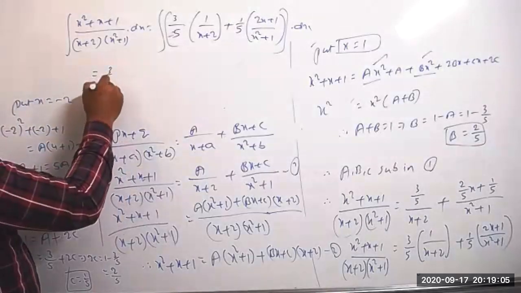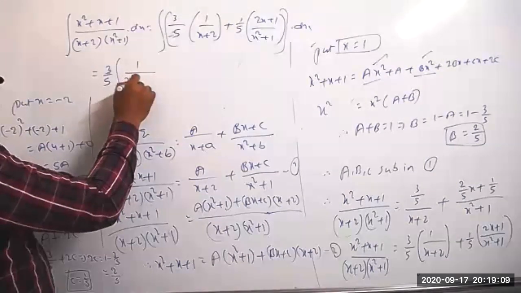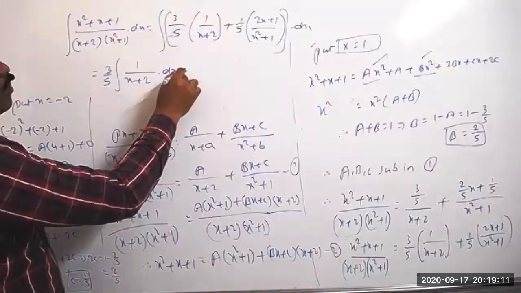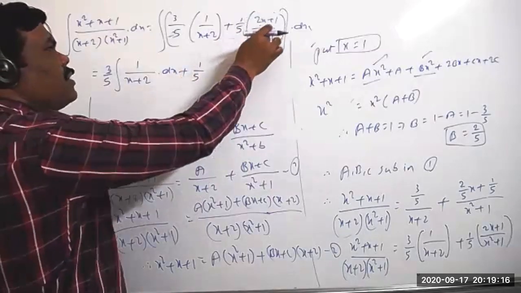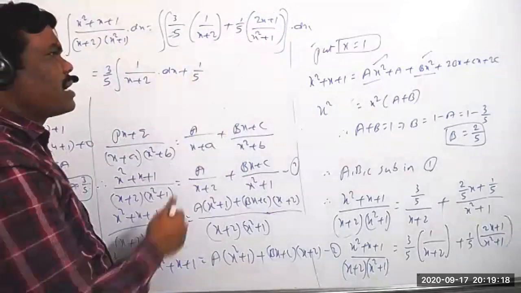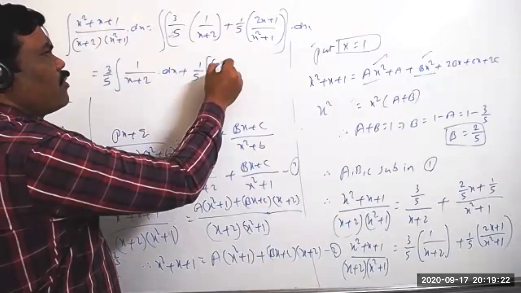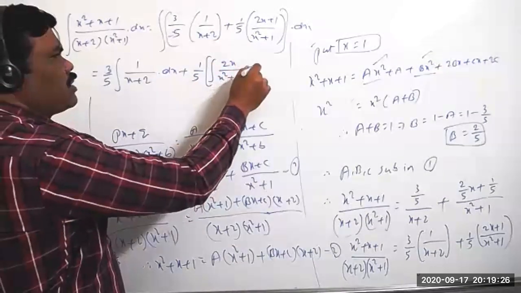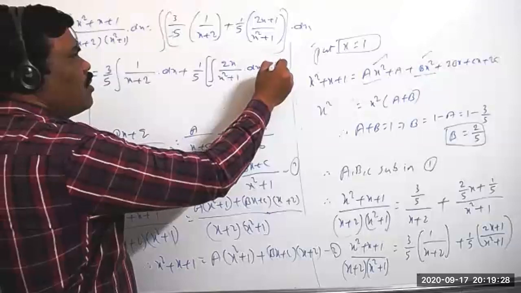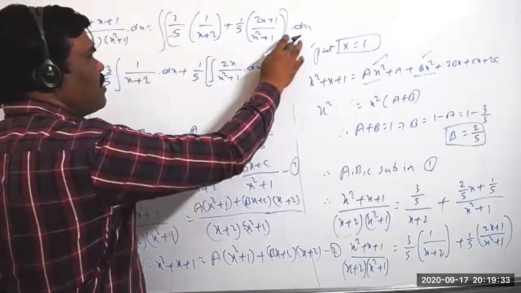Now 3 by 5 can be taken outside. So 3 by 5 into the integration of 1 by x plus 2 dx is the first term. Plus 1 by 5, you can write a plus b by c separately: 1 by 5 into the integration of 2x by x square plus 1 dx, plus the integration of 1 by x square plus 1 dx is the second one.